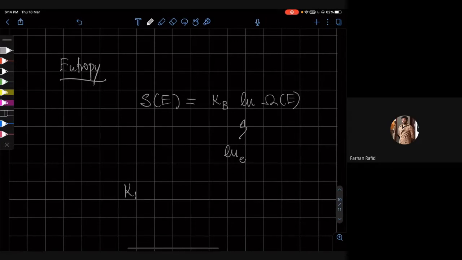And the Boltzmann constant, which is an empirical constant, is roughly 1.381 times 10 to the power minus 23 joule per Kelvin. Okay, so this is the Boltzmann constant.